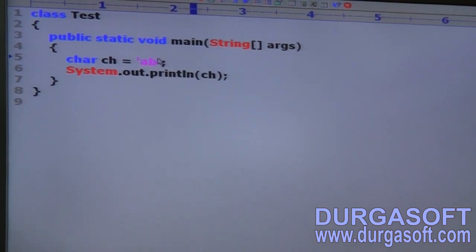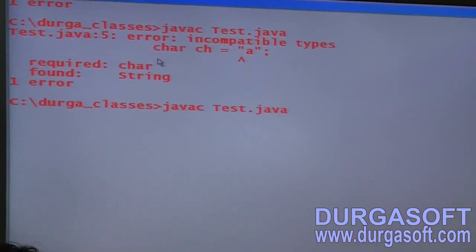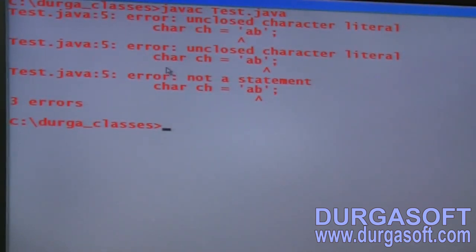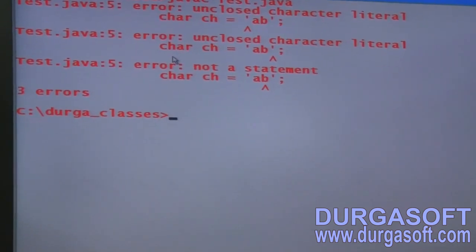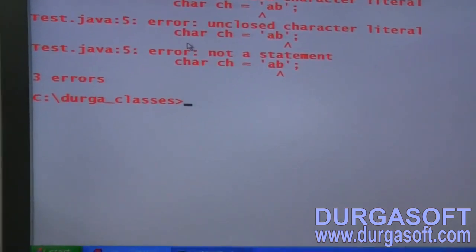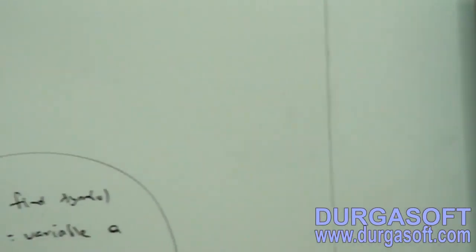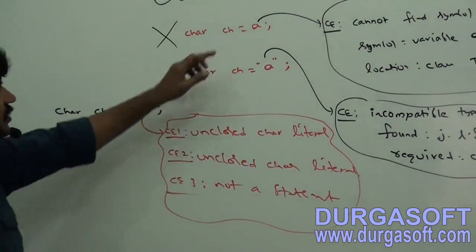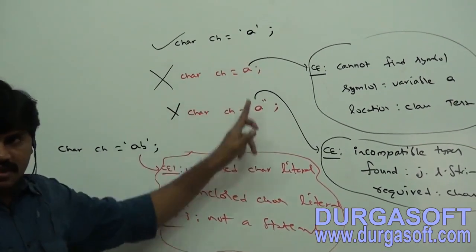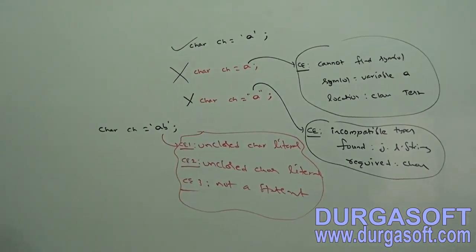'ab' in single quotes, now have you observed? Unclosed character literal. Not a statement. Compile errors like these we will get. I hope you people are aware, right? So make sure a char literal can be represented as a single character within single quotes. Okay, take all these examples.